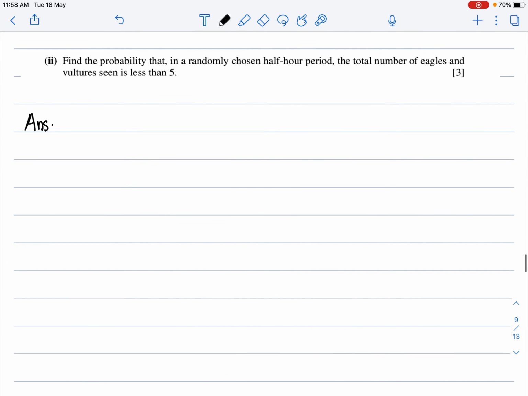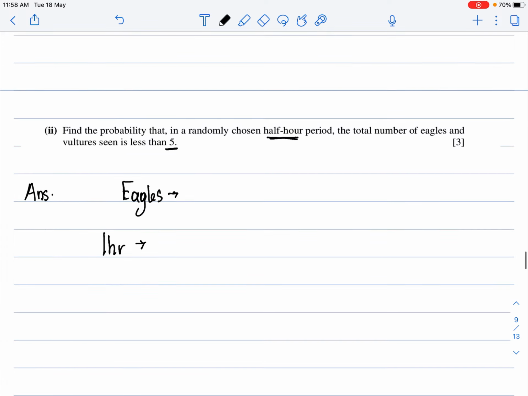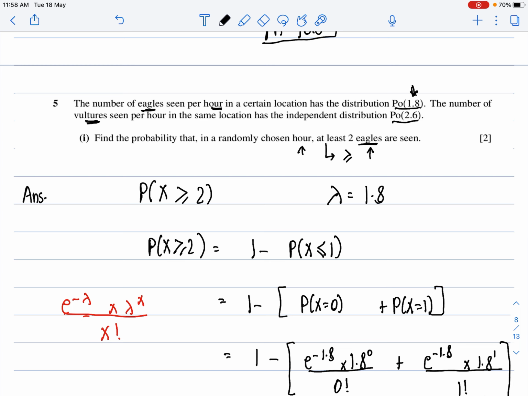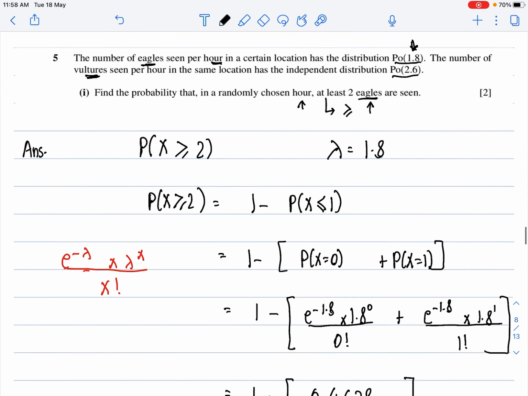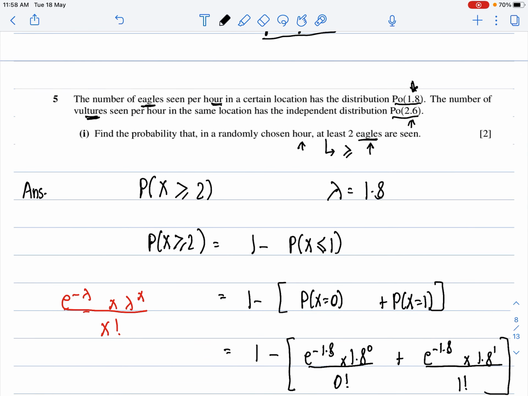Now, find the probability that in a randomly chosen half-hour period, the total number of eagles and vultures seen is less than 5. First thing, I know that the lambda of eagles in a 1 hour period is 1.8, correct, and the lambda of vultures in a 1 hour period is 2.6, correct.